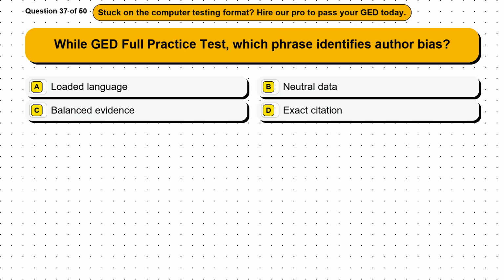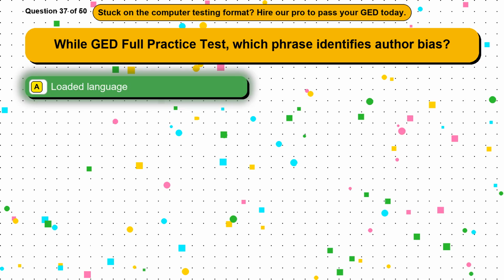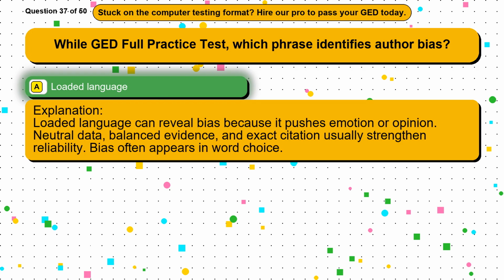Question 37. While GED Full Practice Test, which phrase identifies author bias? Option A, loaded language. Option B, neutral data. Option C, balanced evidence. Option D, exact citation. The correct answer is option A, loaded language. Loaded language can reveal bias because it pushes emotion or opinion. Neutral data, balanced evidence, and exact citation usually strengthen reliability. Bias often appears in word choice.